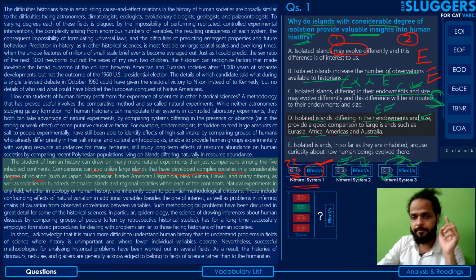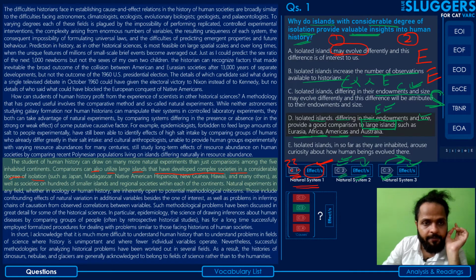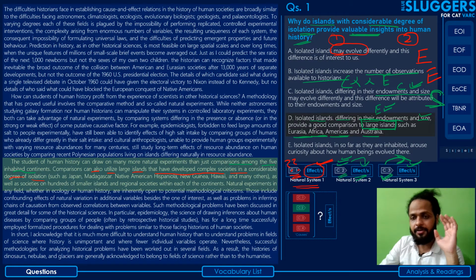Second, this option refers to Eurasia, Africa, Americas, and Australia as large islands. These have been considered as the 5 inhabited continents. Although continents are of course islands, the reference is still not absolutely accurate. So this is also a tiny reservation that we have with this option. But the main reservation is that it is too narrow. The author doesn't talk about what the islands should be compared with, right? So hence this can also be eliminated with a capital E.